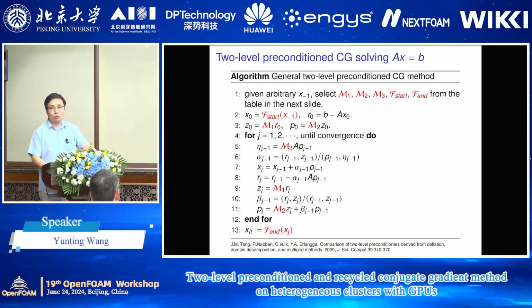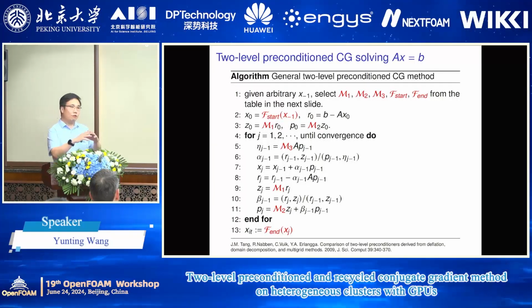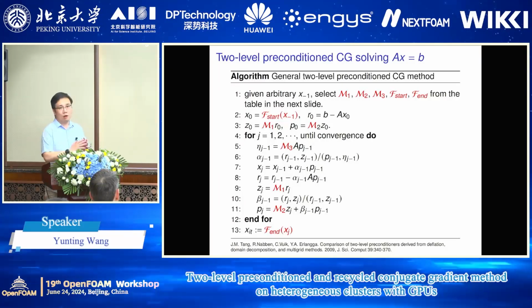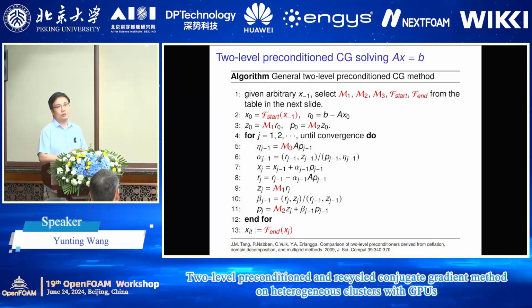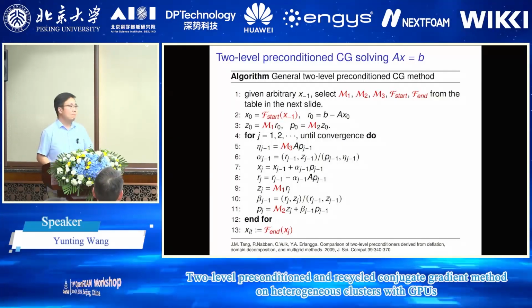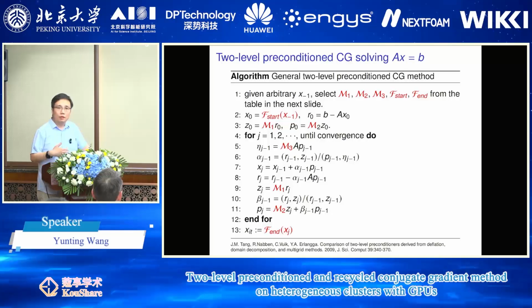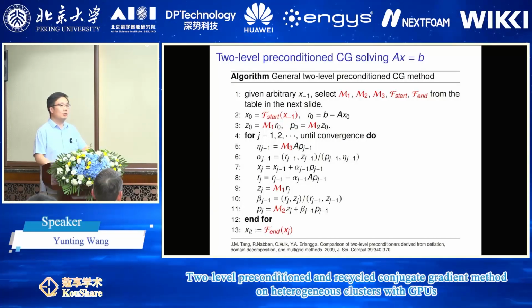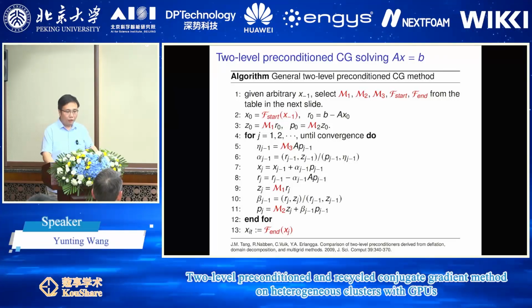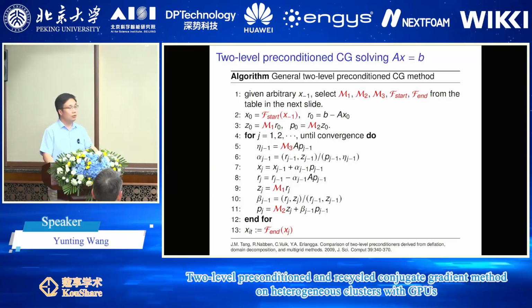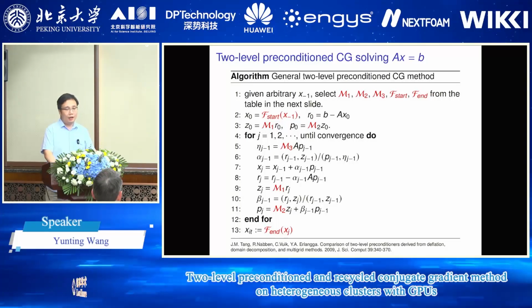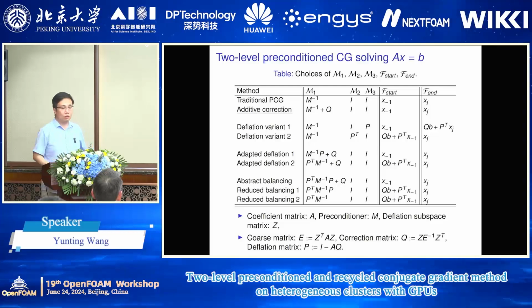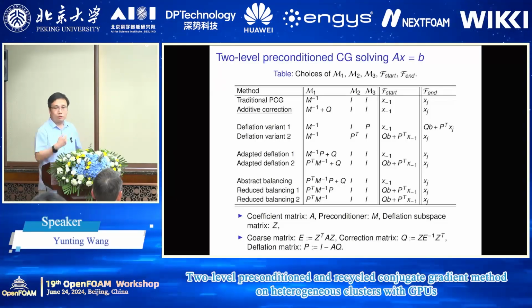We call it the general two-level method because this is a very general framework. In my next slide, you can see that the operators actually come from the techniques behind domain decomposition, multigrid, and deflation methods, and so on. This is the formula of this two-level preconditioned CG method. On the next slide, we will see what kind of choices of these operators we can have.